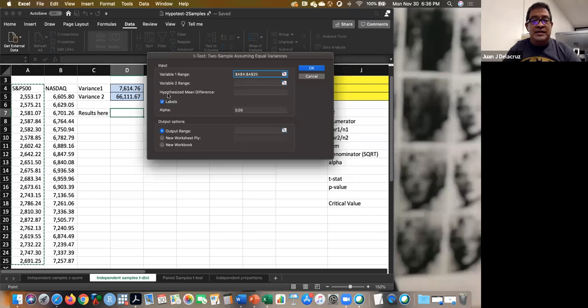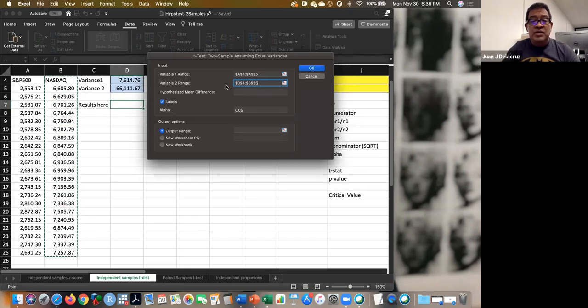I'm going to do the ranges. As you can see, I already clicked on the labels. That means that because I am including the first cell, I can use labels. Then the second one is going from, again, my data. The hypothesized mean difference always is going to be 0. Remember that's what we are assuming, that there is no difference in the means.